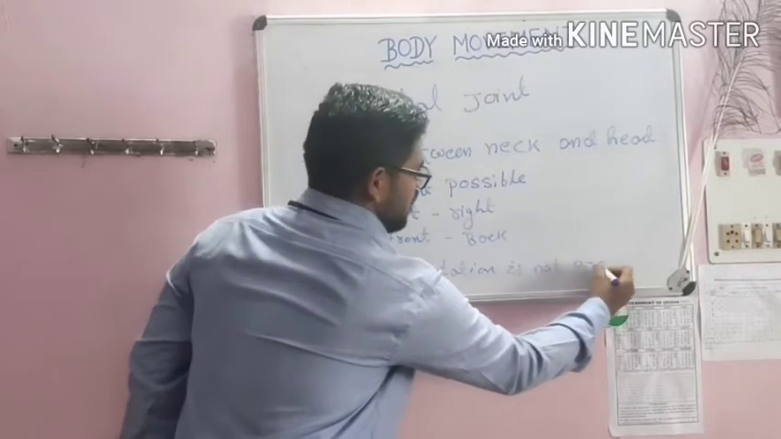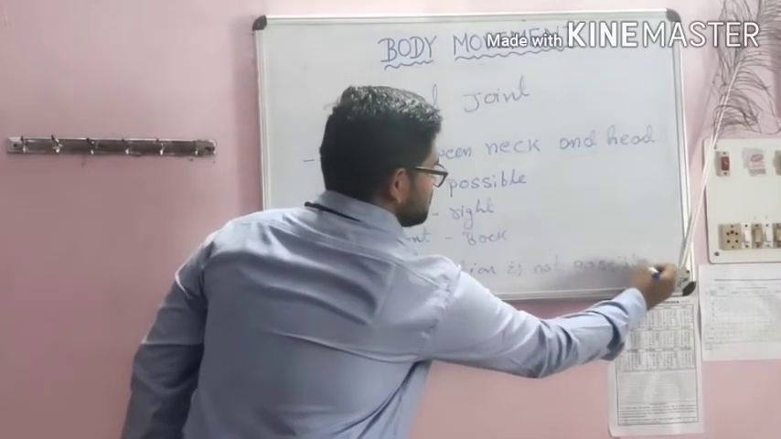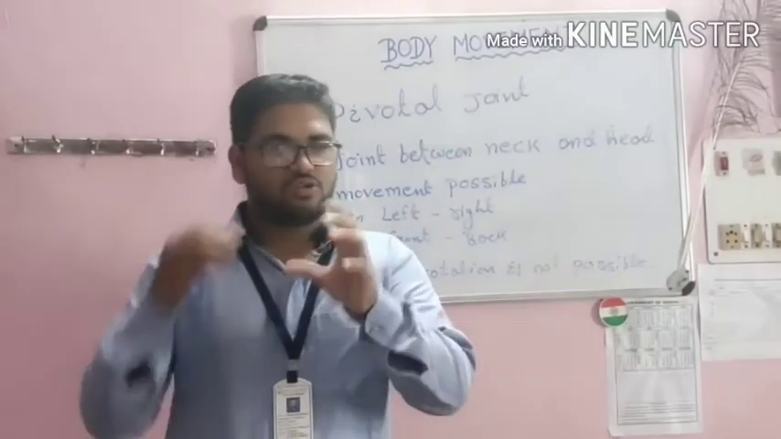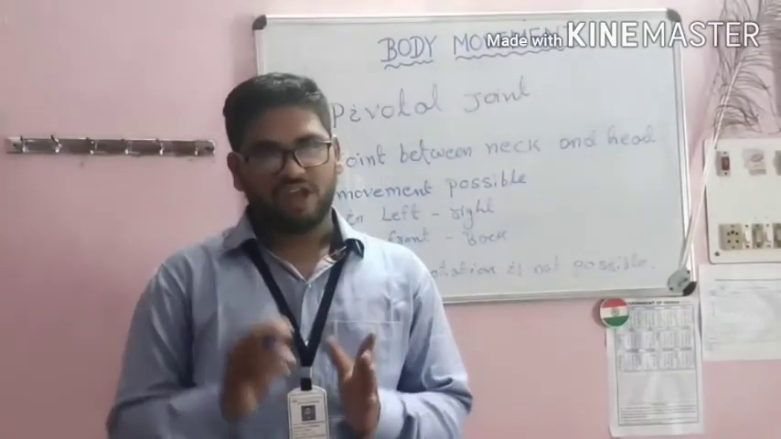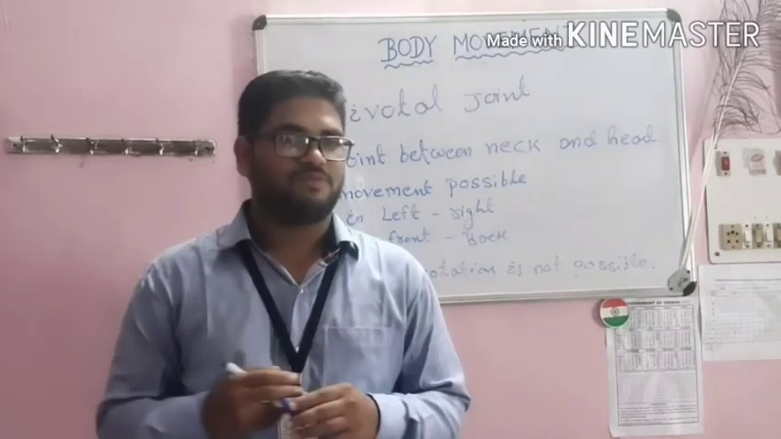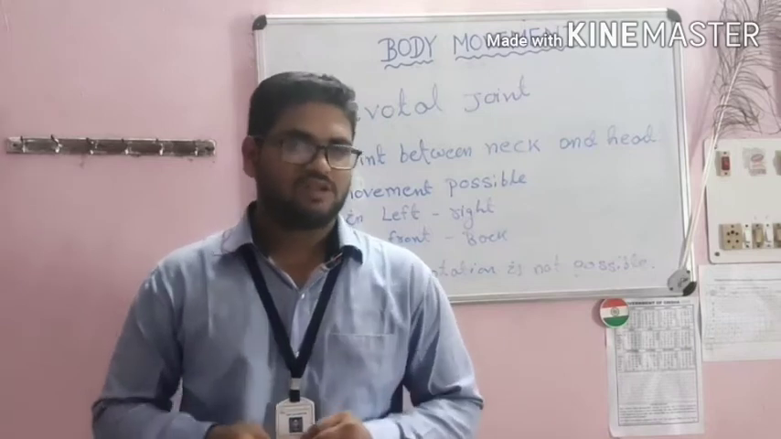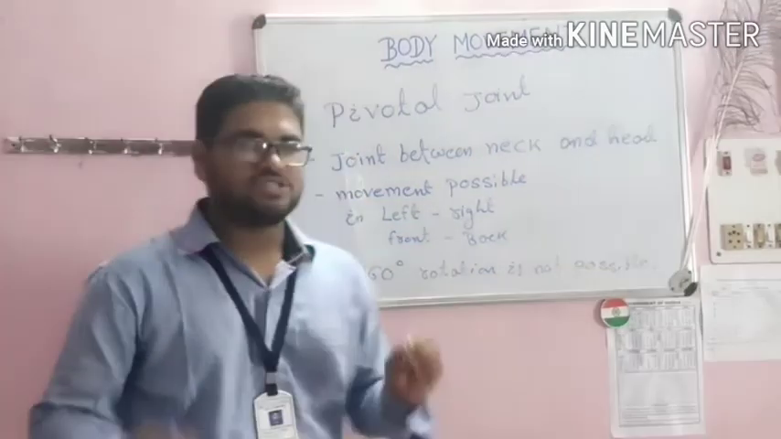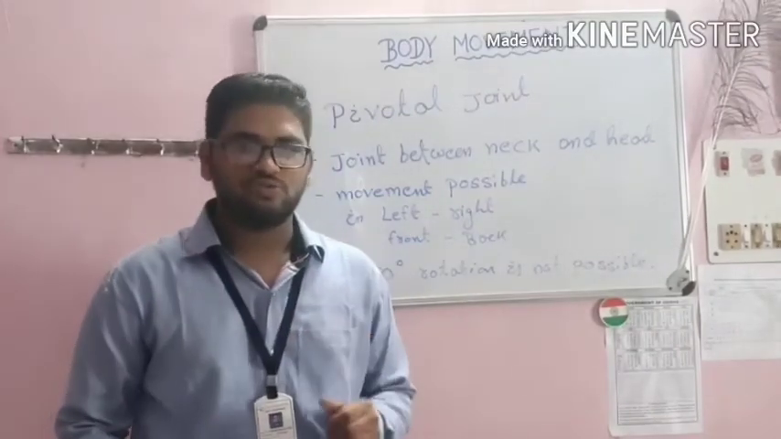But in one organism, the 360 rotation is there. It is the owl. Owl can rotate its head to 360 degrees. This is a different type of mechanism. We will learn it in the higher class. This is about the pivotal joint. I think you all have understood the pivotal joint.